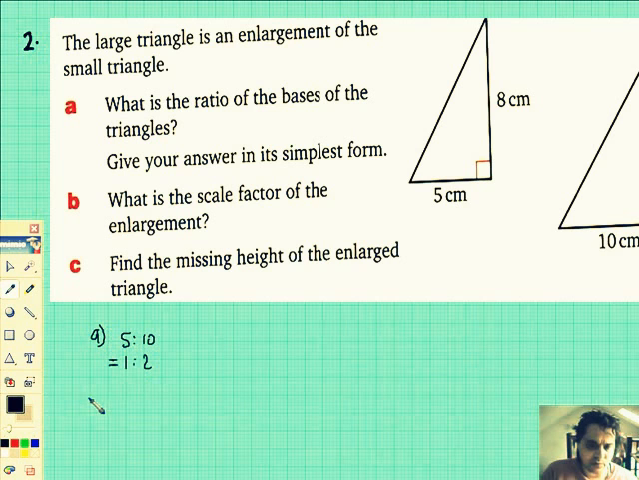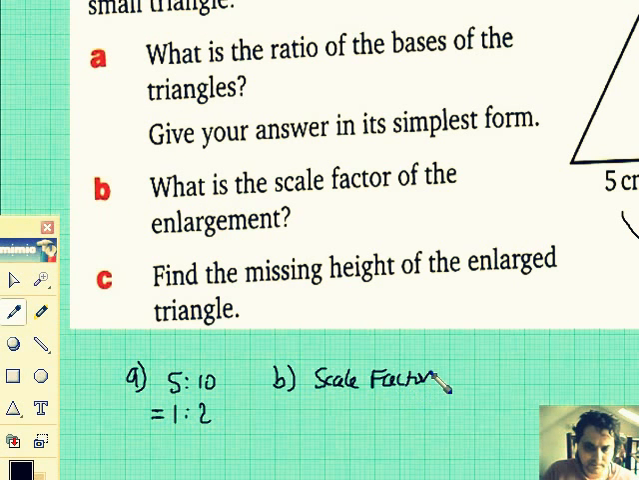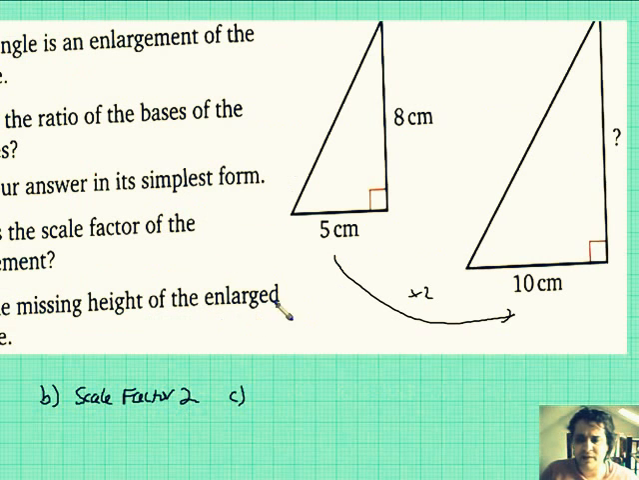That should be like an equals, not a, is that alright? So, B, what is the scale factor of the enlargement? I've gone from 5 to 10. What did I do? I multiplied by 2. Besides, the ratio says so. So, scale factor 2. Right, C. Find the missing height of the enlarged triangle.